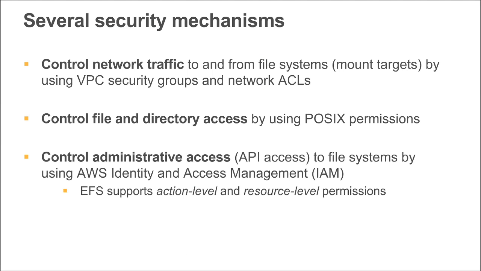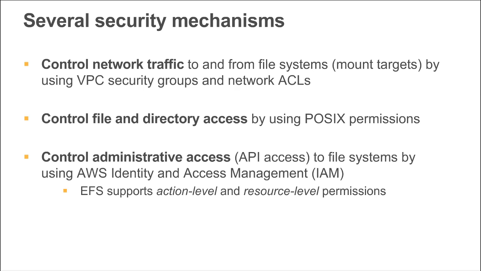There are a number of security mechanisms available to your EFS file systems. First, at the network level, you can control network traffic to and from your file systems by using VPC security groups and network ACLs. You essentially apply those to the mount targets. The mount targets are what control the traffic that can reach your file system from your VPC. So you apply the security groups and network ACLs to those mount targets to specify what type of traffic can reach the file system.